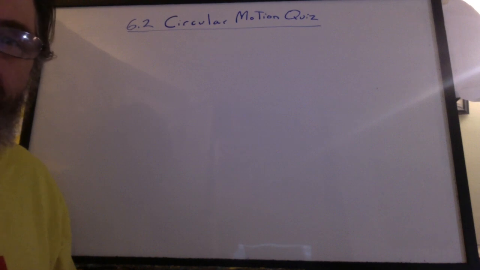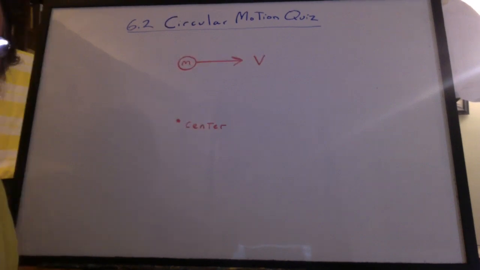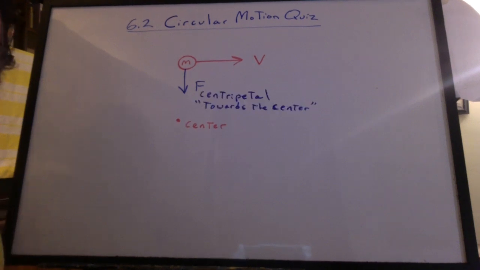Let's talk about what's on the quiz. Let's say you have an object and it's moving to the right, but you want it to go around the center of a circle. You need a force that's pointed towards the center. We call it a centripetal force, towards the center.